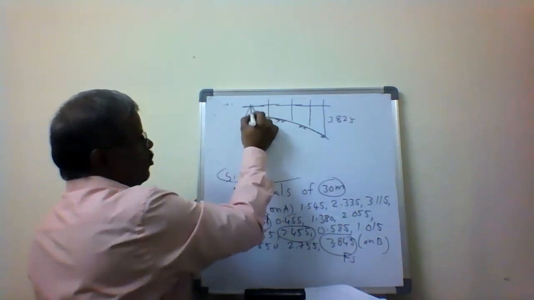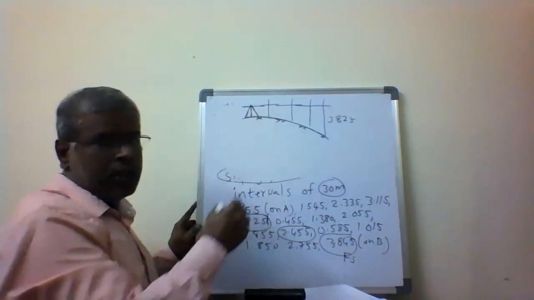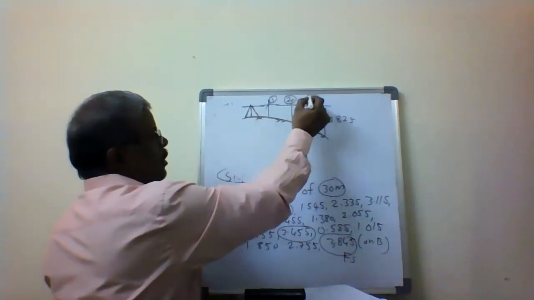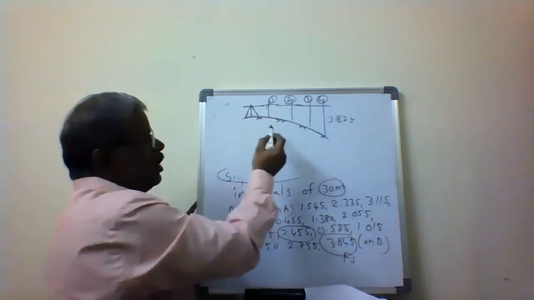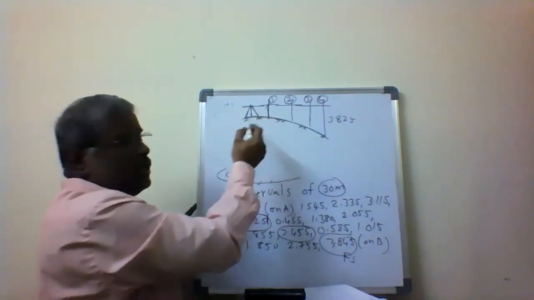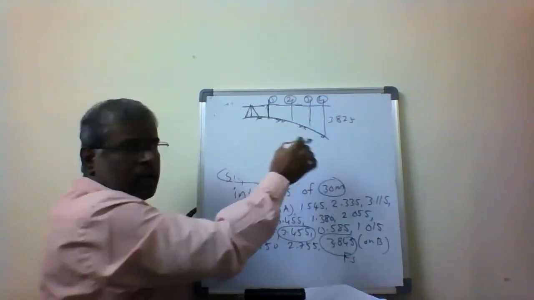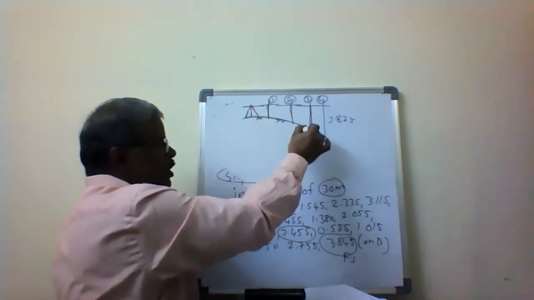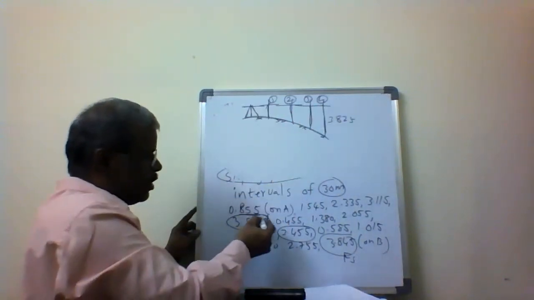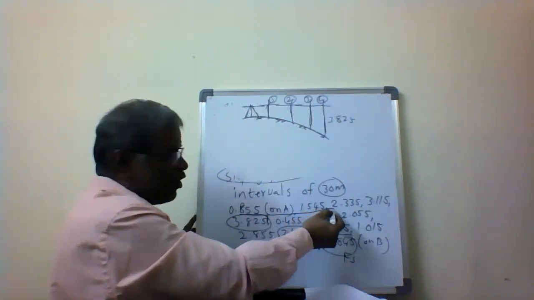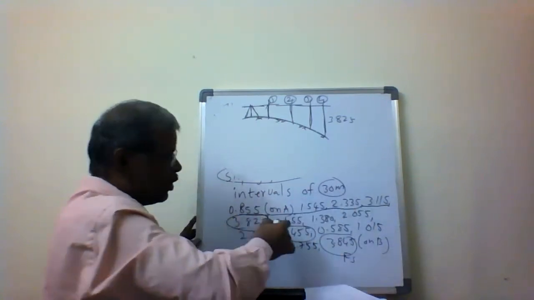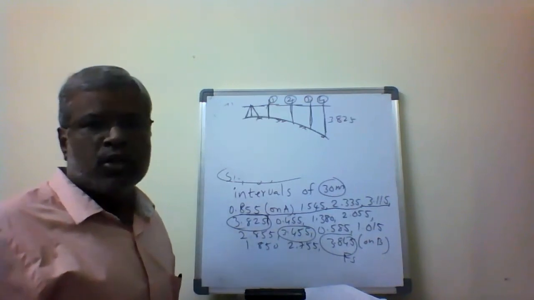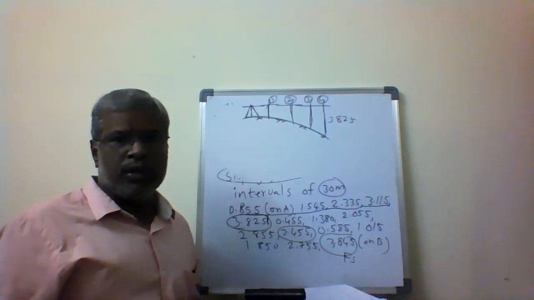The instrument is kept over here at the highest location. This is the first point, second point, third point, and fourth point. At the first point the staff reading will be a low value, then as you keep moving along the slope, the staff reading keeps increasing. It is the same thing here: 0.85, 1.545, 2.35, 3.15, 3.825. At a certain point the staff is not going to be visible through the leveling instrument.